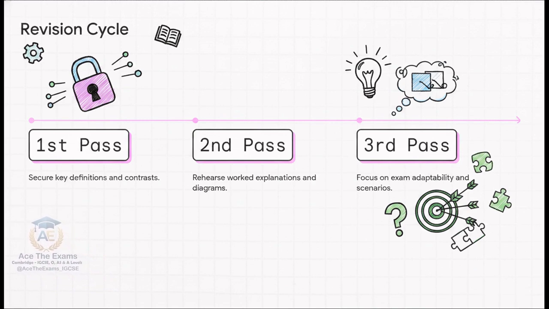This layered style of revision is incredibly powerful because modern Cambridge computer science questions almost always combine raw theory with applied on-the-spot reasoning. If you only do the first pass, you are going to get crushed by the application questions.